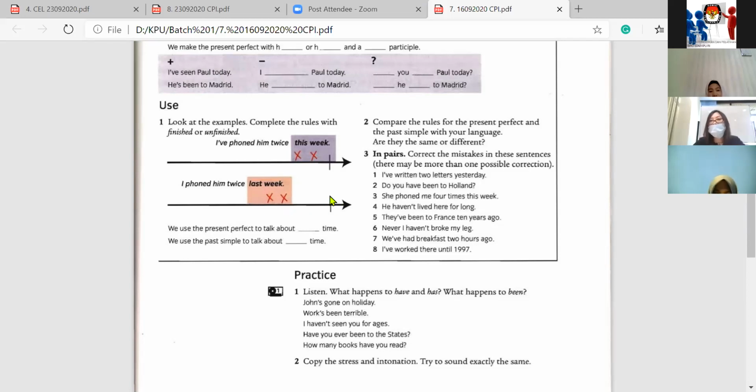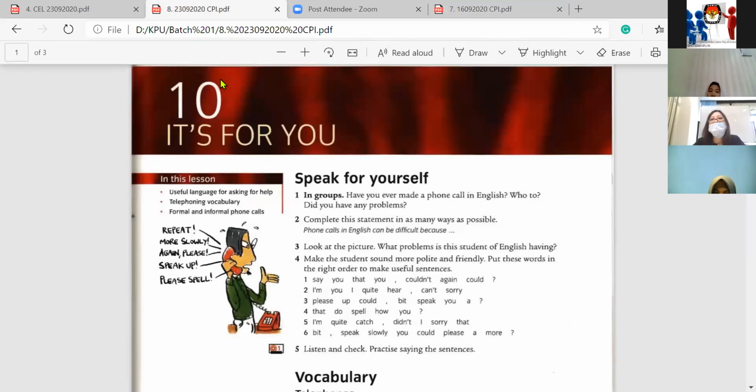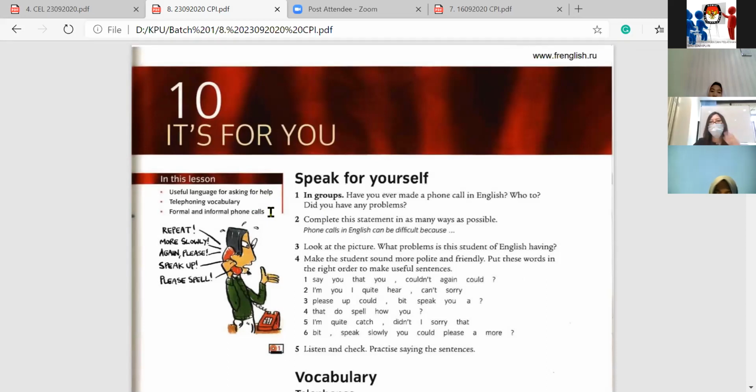So we are here today, and we talk about, for example, last Saturday. There's no more. I said last week ended on Sunday, so nothing to do with today. We have finished, then we can use past simple. That was last week's lesson, past simple and present perfect. But this week is about useful language, asking for help, and formal and informal phone calls.